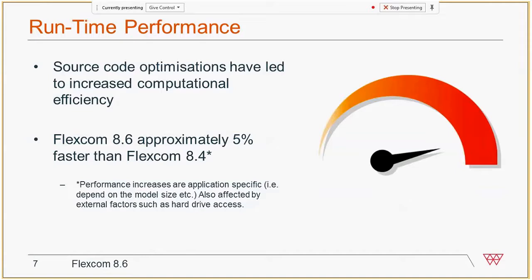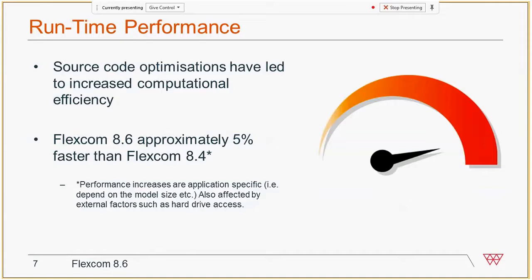Runtime performance. This is just self-explanatory, really. Flexcom is quite an old program at this stage. Some of the code dates back to the mid 80s, or a lot of the core functionality dates back to the 1990s. We've added many new features since then, but over the course of time, we dedicate a small percentage of development time every release to making the program a little bit faster. And with version 8.6, it's about 5% faster than the previous version on average.